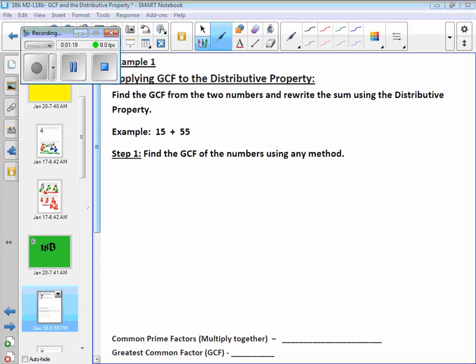All right. 15 plus 55. First of all, what's the answer? Joe? Don't subtract it. Okay, I'm just going to put it all to the top so we remember. All right, ready? Start off like you did in 18a. I want you to find the GCF of 15 and 55 using prime factorization. Do that now.